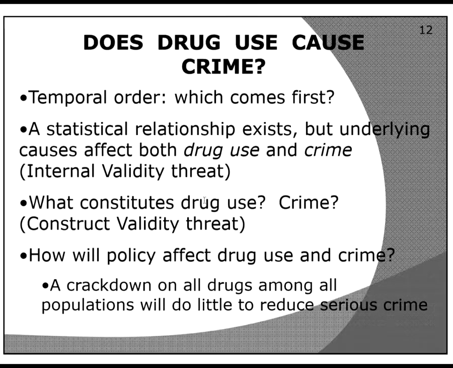Does drug use cause crime? Well, temporal order, for example, right? The drug use has to come before the crime in order for drug use to cause crime. A statistical relationship exists, but the underlying causes affect both drug use and crime. That's a threat to internal validity, right? So what constitutes drug use? Crime. This is your construct validity, right? We used this example earlier, right? How will policy affect drug use and crime? A crackdown on all drugs among all populations will do little to reduce serious crime, right? I don't know. Is it possible?